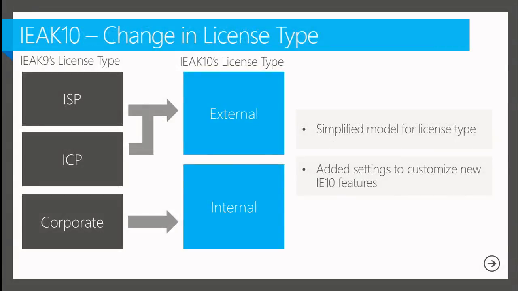I mentioned briefly that we now have 2 distribution packages, or 2 ways to license this, essentially. We simplified this a little bit. We used to have 3 license types: Internet service providers, Internet content providers, and corporate customers. We've simplified that to be, let's just say, external and internal customers. So we've made it relatively simple. When you install the IEAK, you get a choice, and you can choose external or internal to create distribution packages for either of those types.